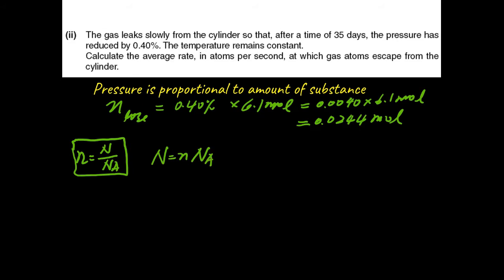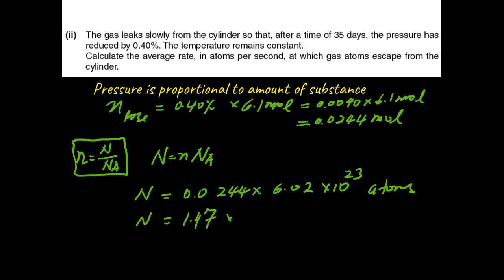Now we can find the lost particles. N equals 0.0244 times the Avogadro constant 6.02 times 10 to 23 atoms. The number of molecules escaped is 1.47 times 10 to 22 atoms.